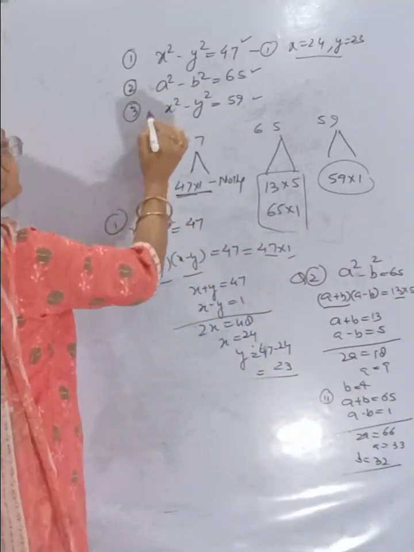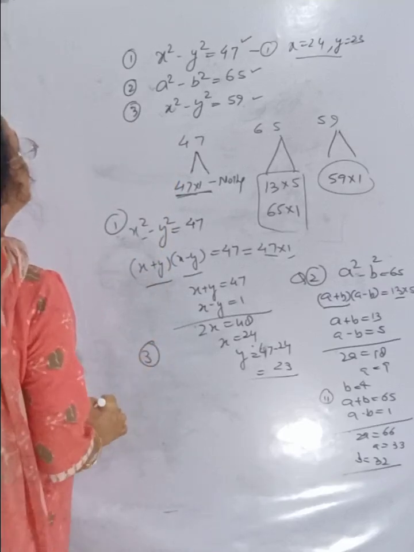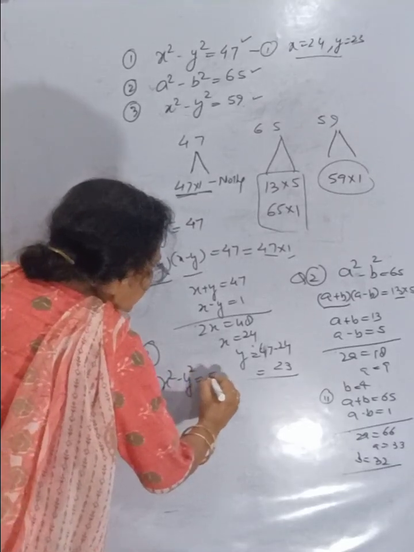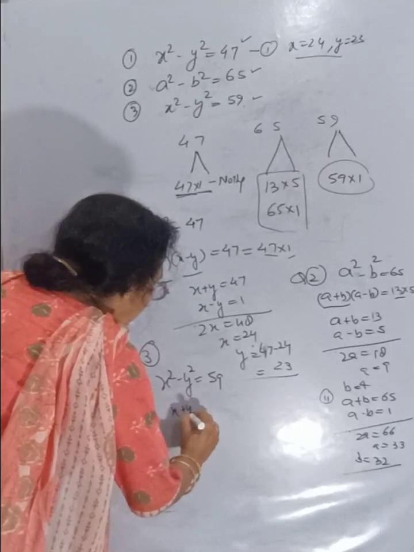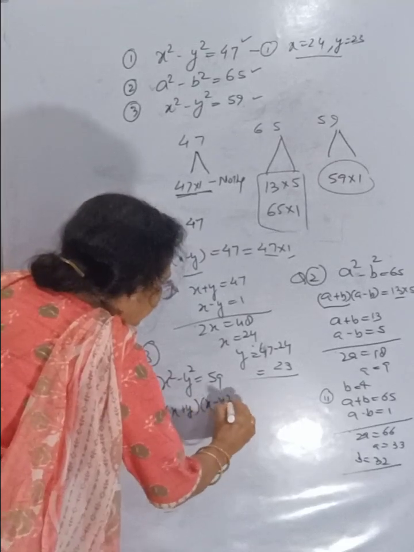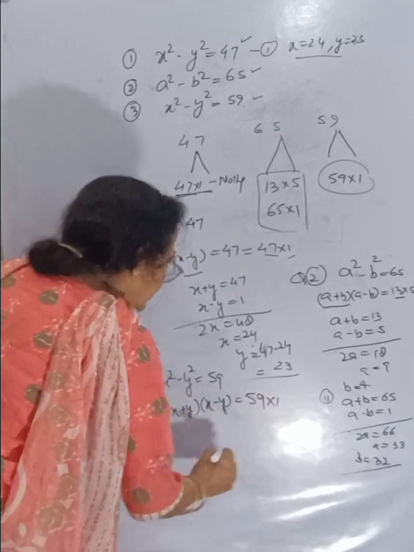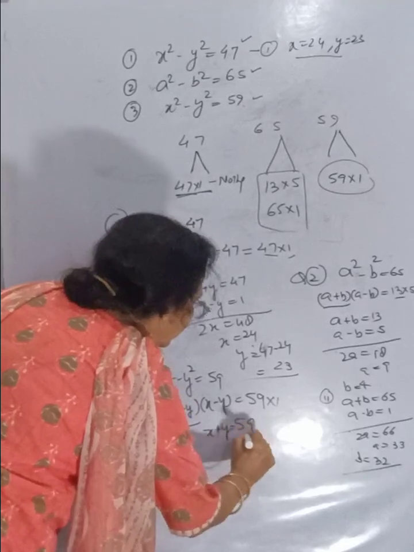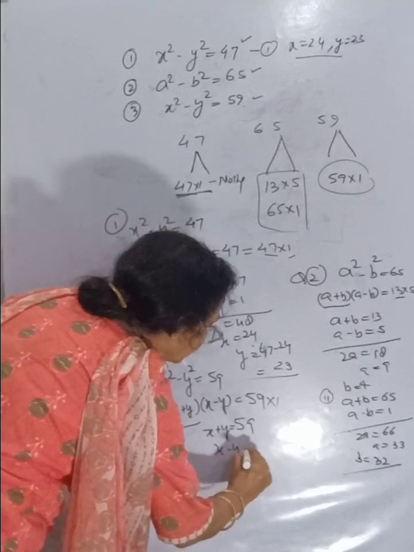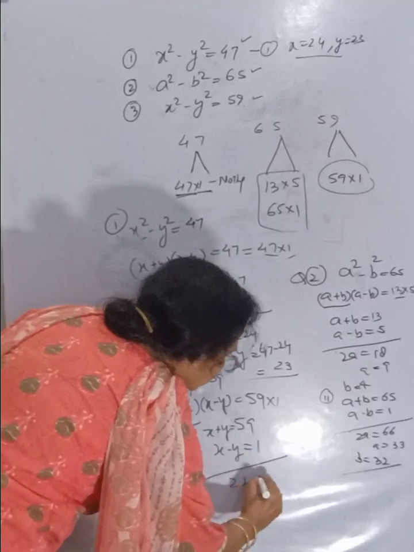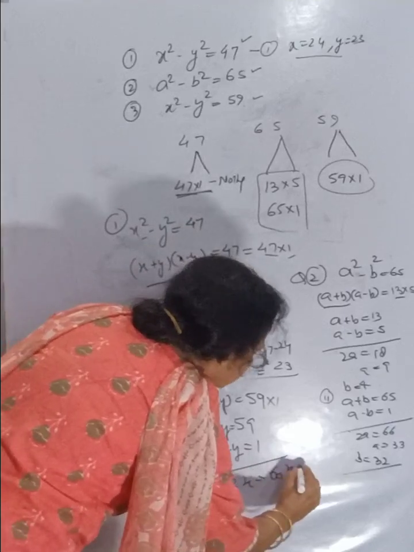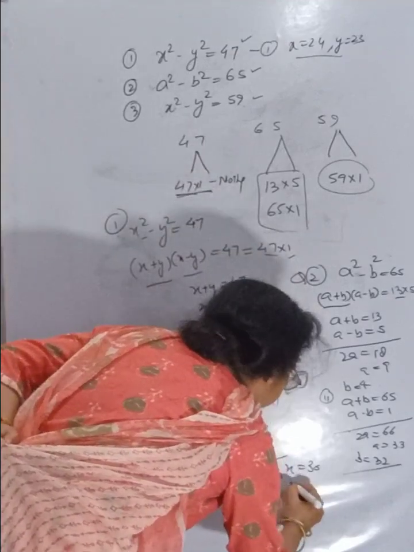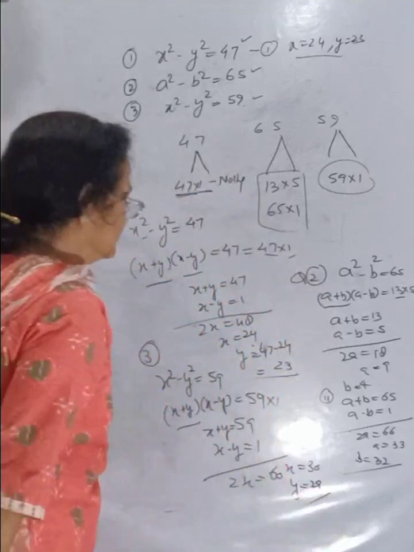Okay, same is the case of the third. Question number third is x square minus y square is equal to 59. It means x plus y into x minus y is equal to 59 into 1. And it means x plus y is equal to 59 and x minus y is equal to 1. It means 2x is equal to 60, x will be equal to 30 and y will be equal to 29. This is the answer.